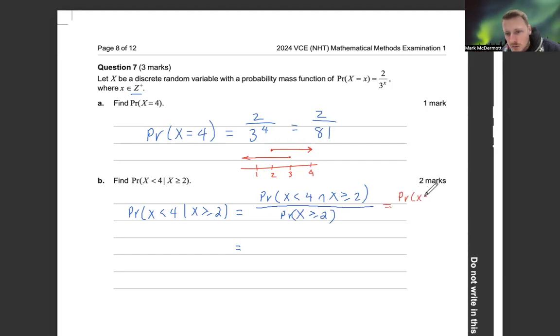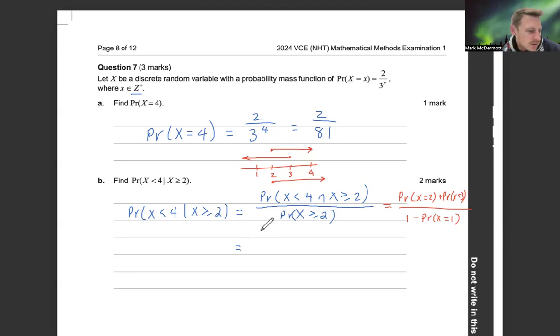So this is the probability x equals 2 plus the probability x equals 3 on the numerator, divided by the probability x is greater than or equal to 2. We don't know how high this goes up. It doesn't tell us. So greater than or equal to 2 is just 1 minus the probability x equals 1. Hopefully that makes sense. I don't know how else to explain it. Okay, so let's work this out.